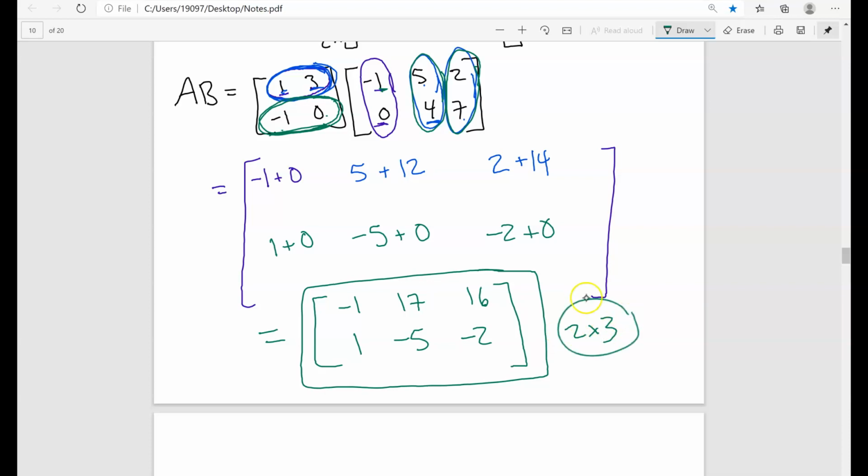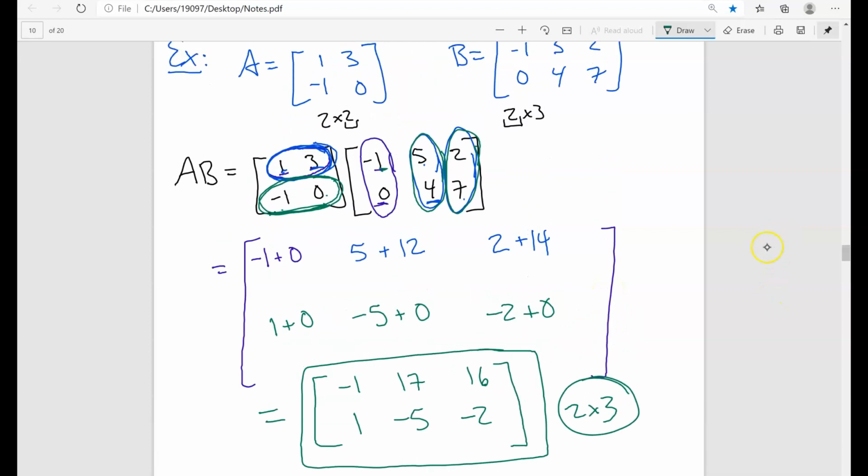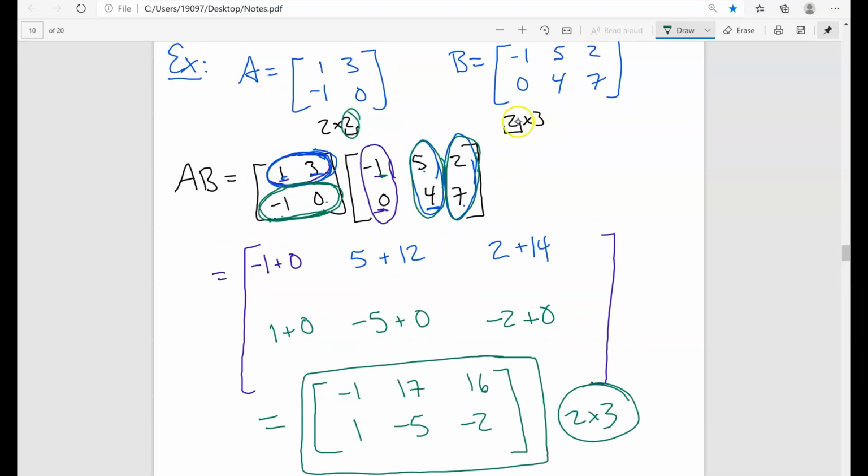Could we have known the dimension from the very beginning? Yeah, we could have. So notice when we were looking at the insides, if the insides are the same, you can do it. The outside numbers are going to be the dimension that we get. So a 2 by 3.